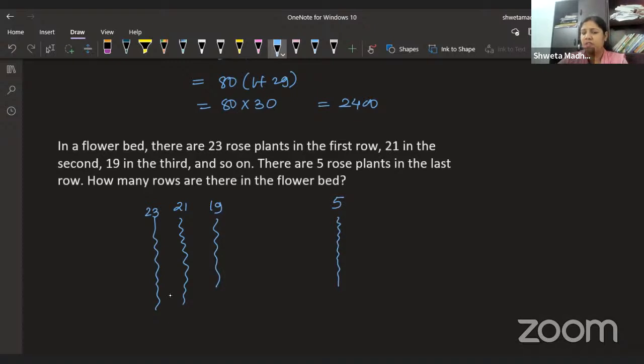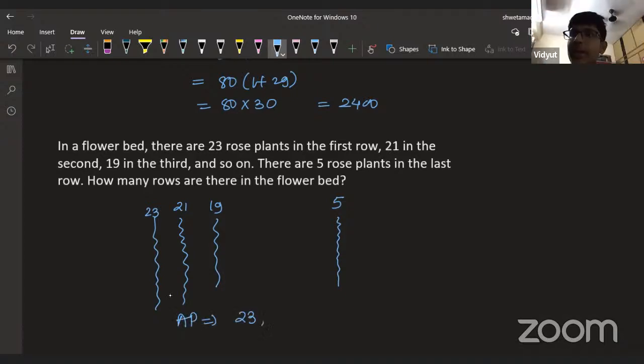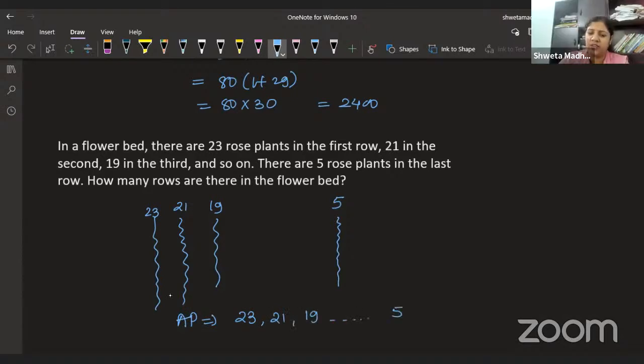So that means the number of plants in each row will form an AP. So what is the AP here? 23, 21, 19, and the last term is 5. Find the number of rows. That means you have to find the position of this 5 plants row.